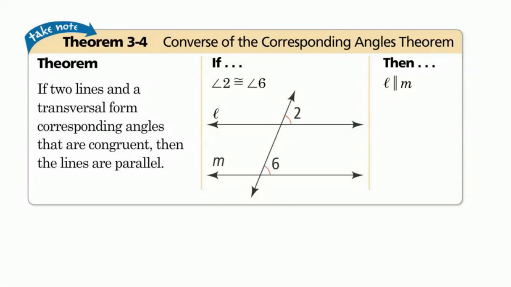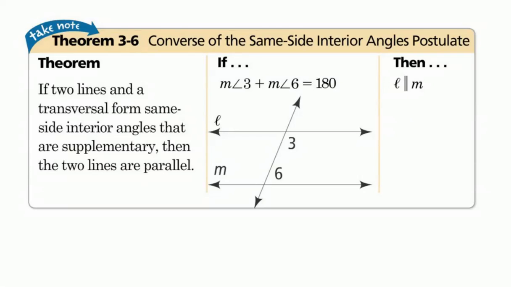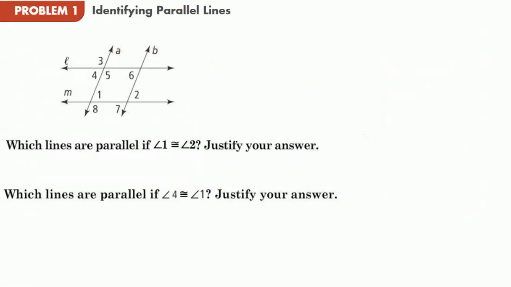And finally, same side interior angles. The converse of the same side interior angle theorem states that if you see these angles, the interiors, like in this example, 3 and 6, these are same side, they're interior. If these add up to 180, meaning that they're supplementary, then you're proving that the lines L and M are parallel. Now let's use these theorems to help you solve some of these practice problems.